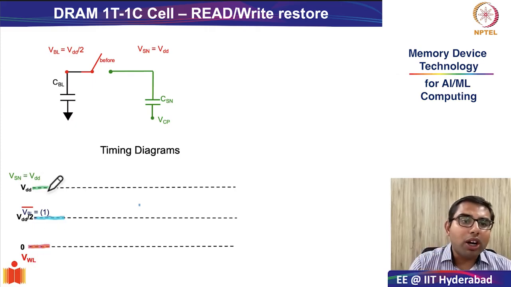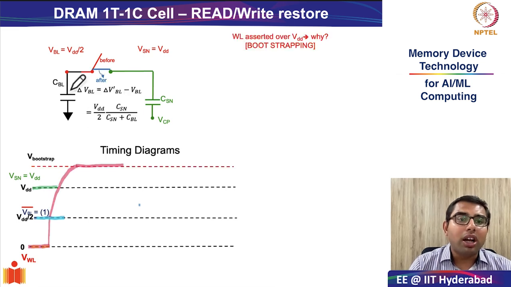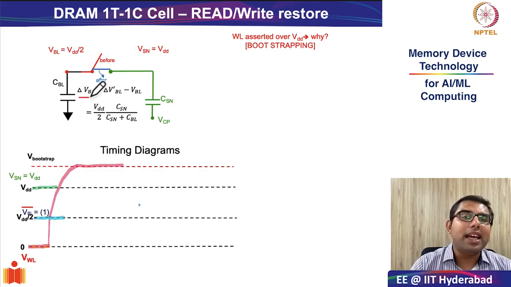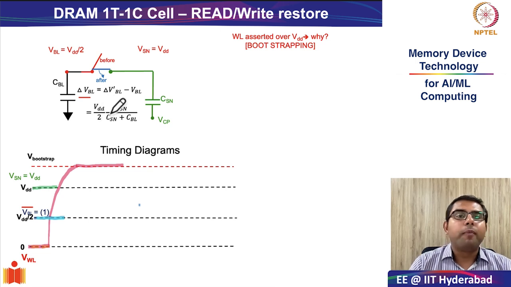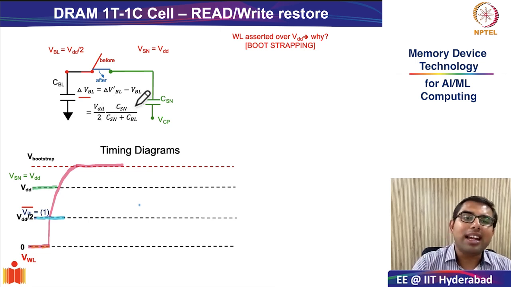Next, we are going to turn on the word line, and as a result the access transistor will be turned on. In very simplistic terms, the switch which disconnects the bit line from the storage node will also be turned on. I don't want to repeat the formula we saw last time, where the delta VBL due to the simple charge sharing model is VDD by 2 multiplied by CSN divided by CSN plus CBL.